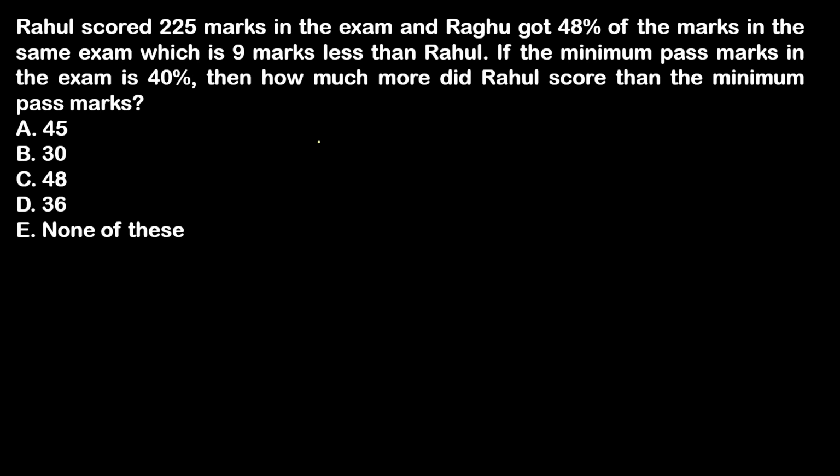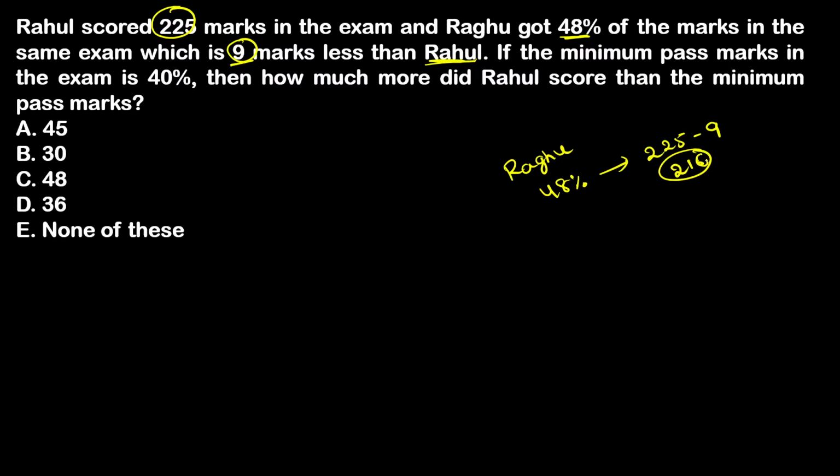Rahul scored 225 marks in the exam and Raghu scored 48% of the marks in the exam, which is 9 marks less than Rahul. Let's understand this. Raghu got 48 percentage marks and Raghu got 9 marks less than Rahul. How many marks did Rahul get? 225. So Raghu got 9 less than Rahul. So 225 minus 9, that's 216.